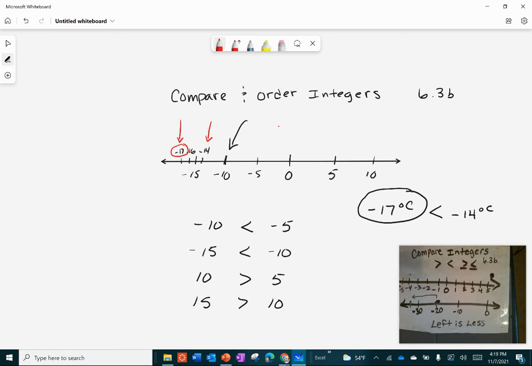All right. That about wraps up comparing integers. Remember that the number line is key.